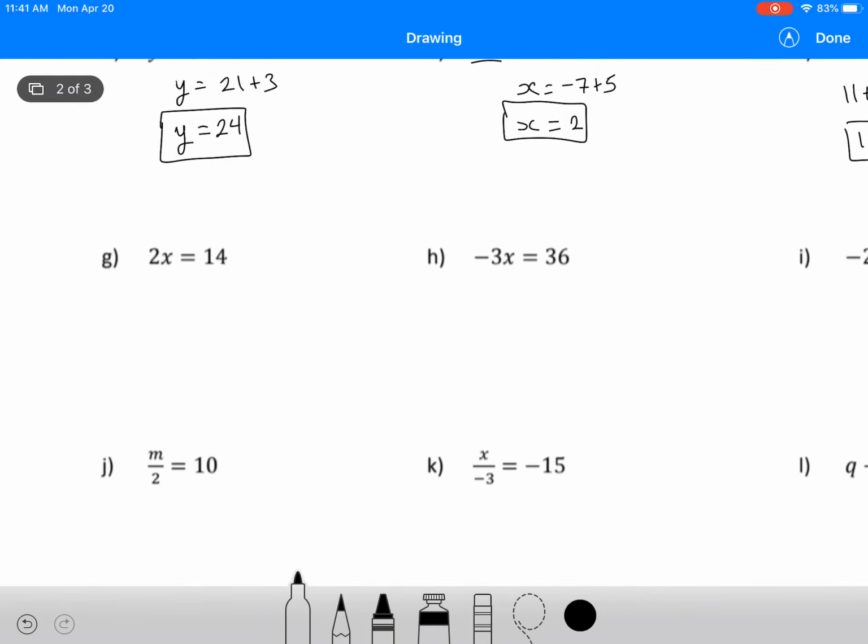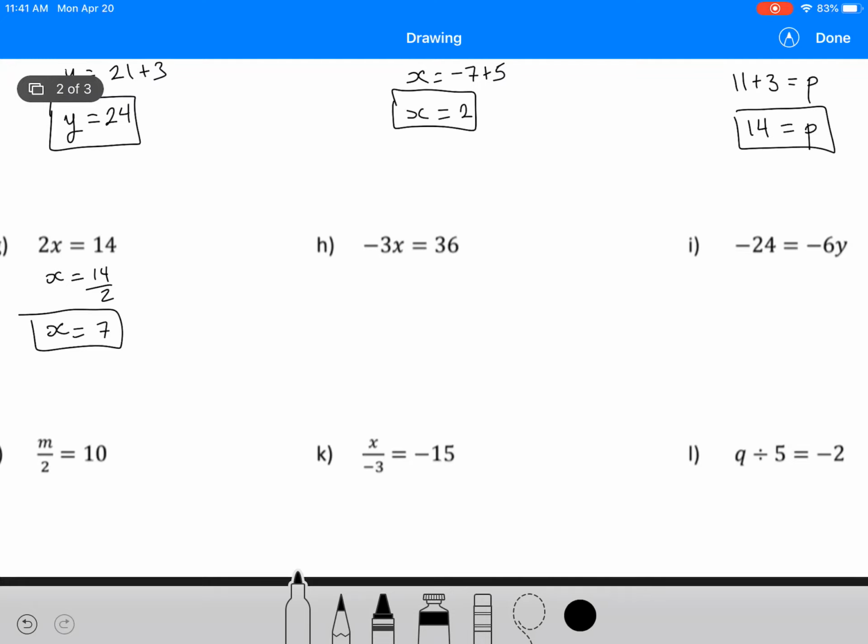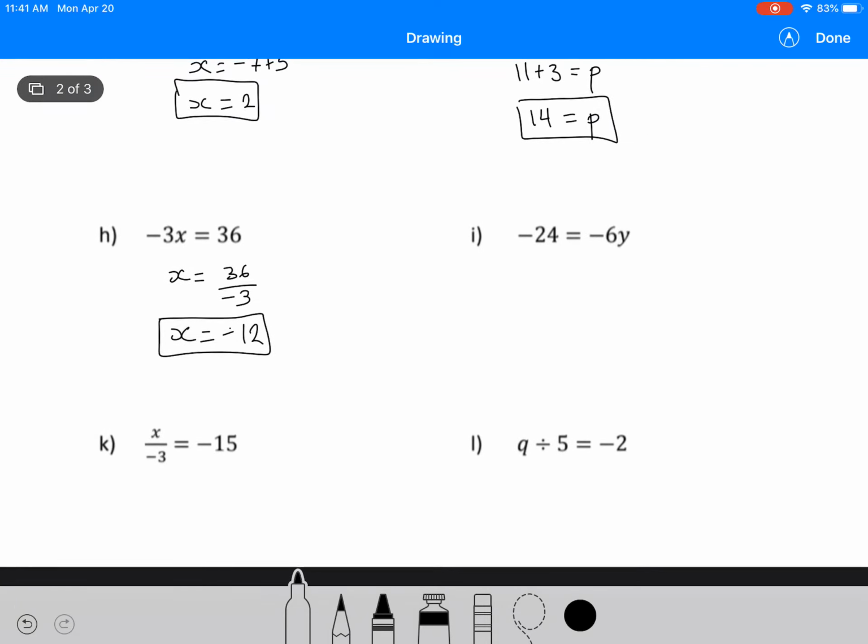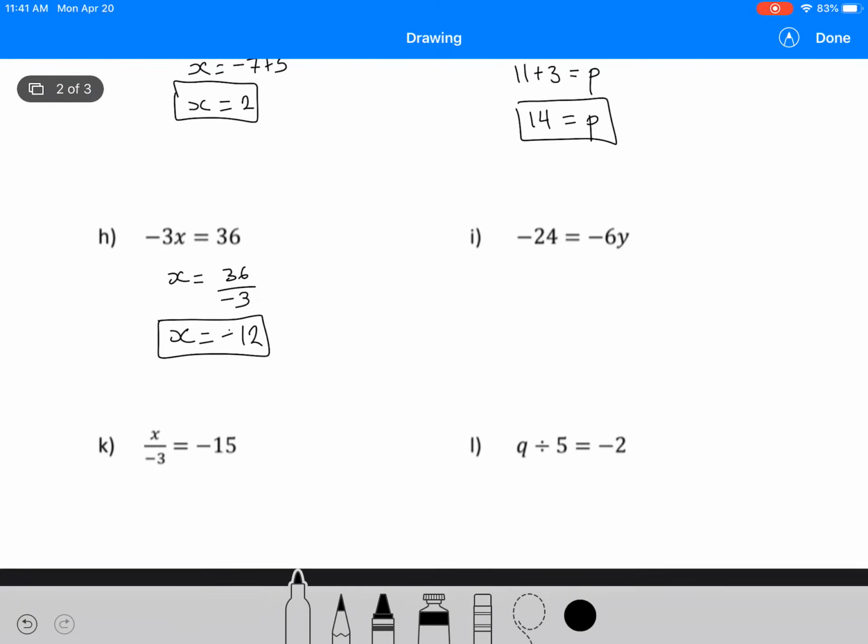Okay, now we're into the multiplication questions, and we have 2x equals 14. The opposite of multiplying is dividing, and we'll get x equals 7. Same thing here, we'll divide, so x will be equal to 36 divided by -3, which is -12. For I, we have, again, multiplication. The opposite of multiplying is dividing, so we'll have -24 divided by -6, which is equal to +4.